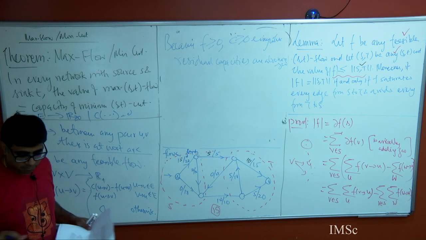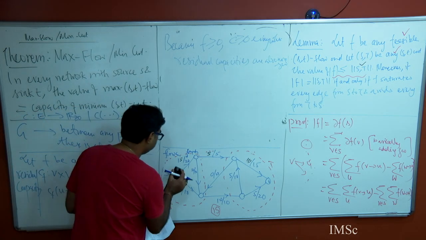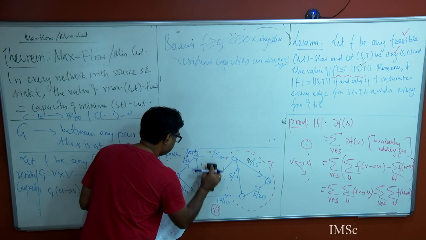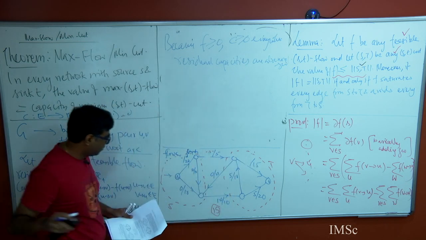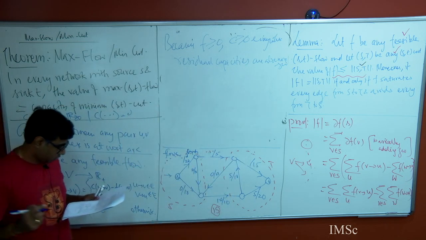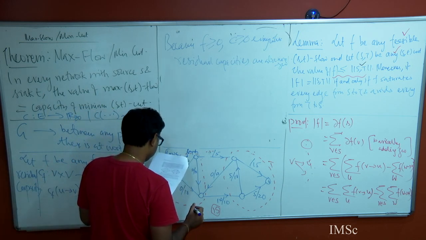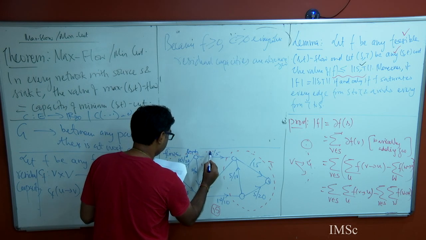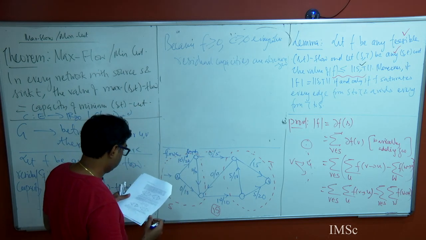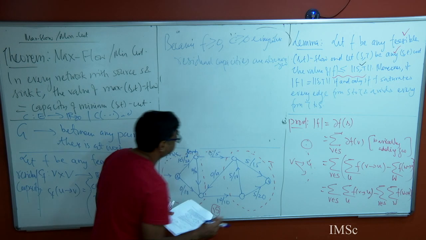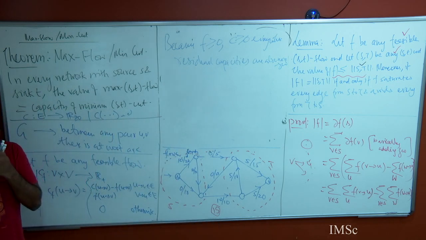Okay, let's go back to my previous flow diagram. What was it? Do you remember? It was 10 out of 20, 0 out of 5. Right? And it was 5 out of 15. Right? Okay. So what is a residual graph?